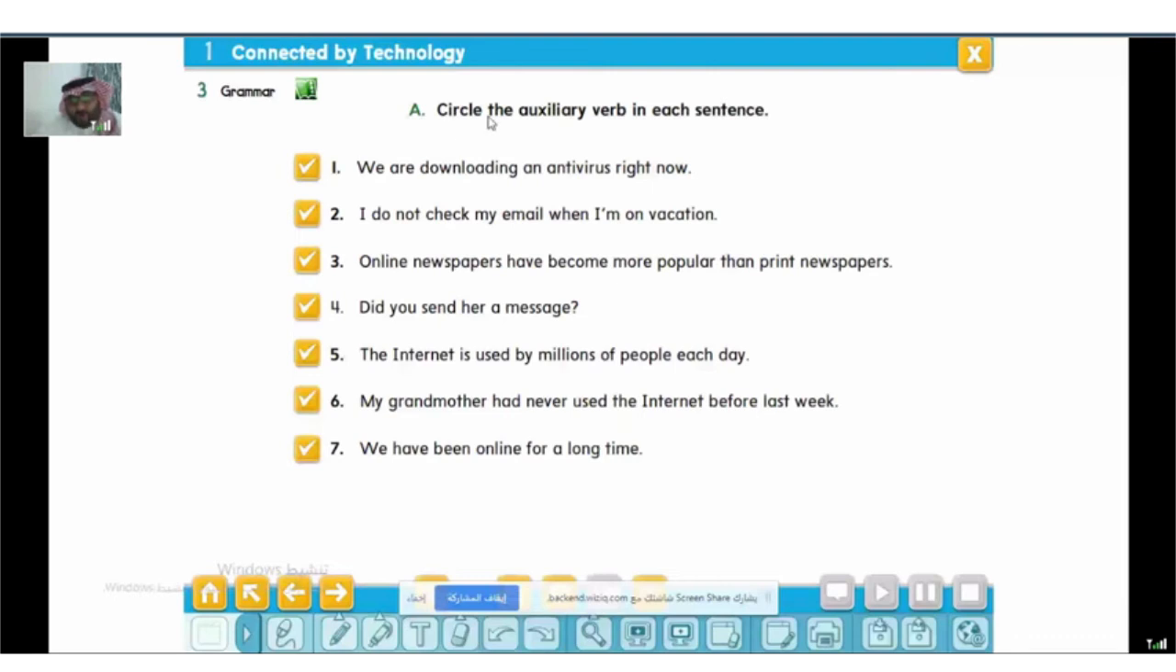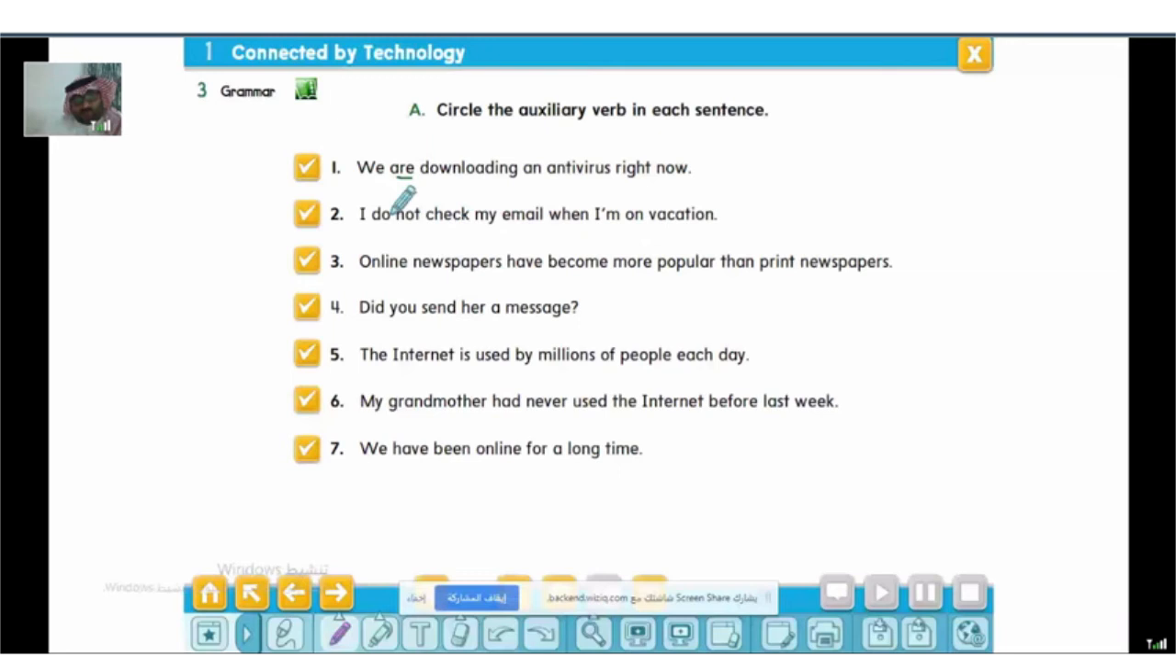Circle the verb in each sentence. Circle the auxiliary verb in the sentence. Now look, where are the auxiliaries in these sentences? We are downloading an antivirus right now. This first sentence: where is the auxiliary verb? This is the auxiliary verb. The auxiliary verb is are.